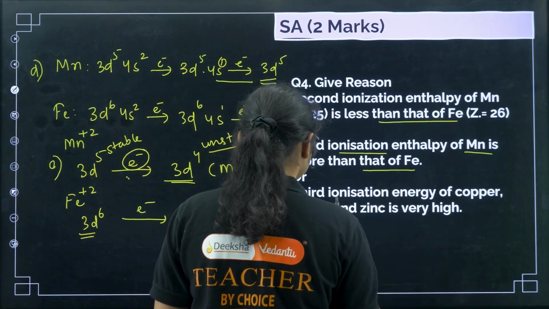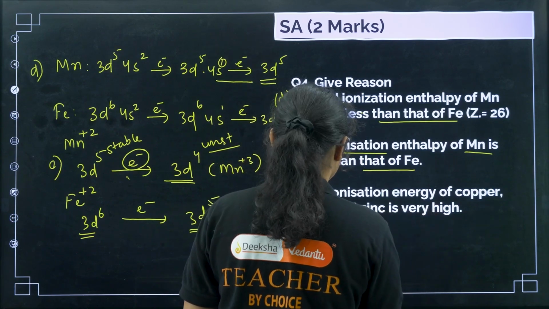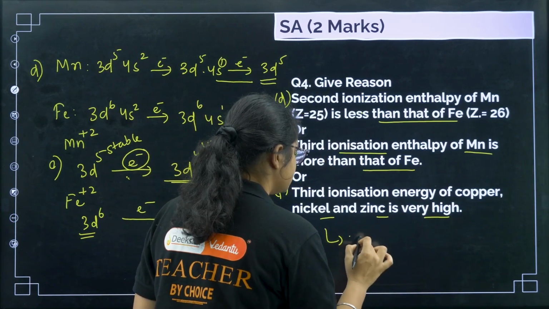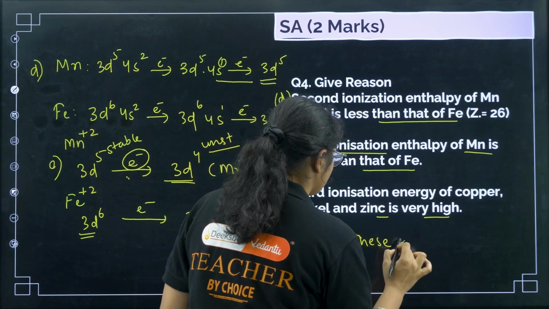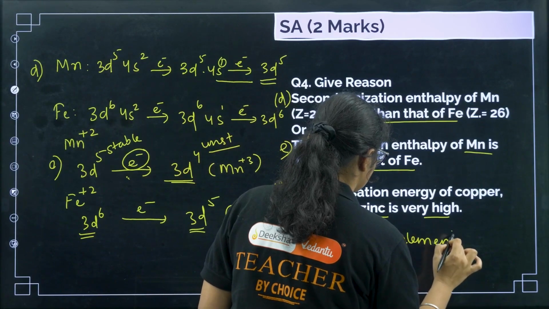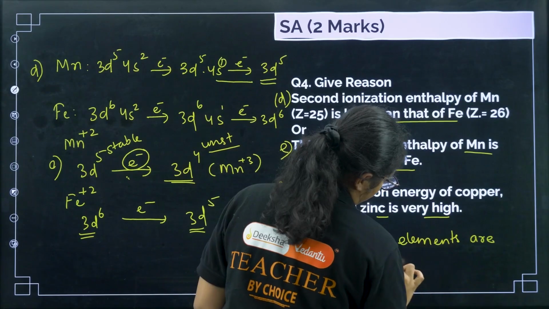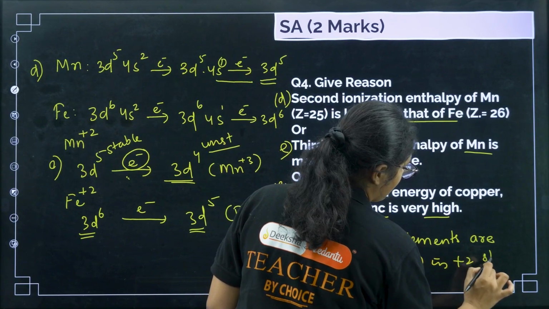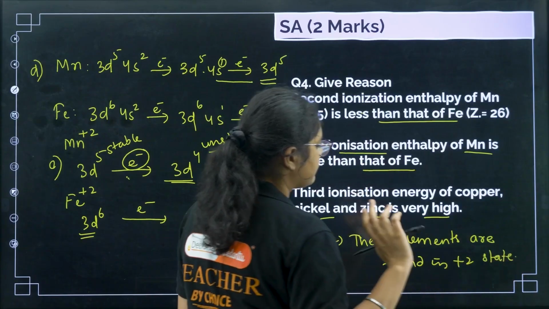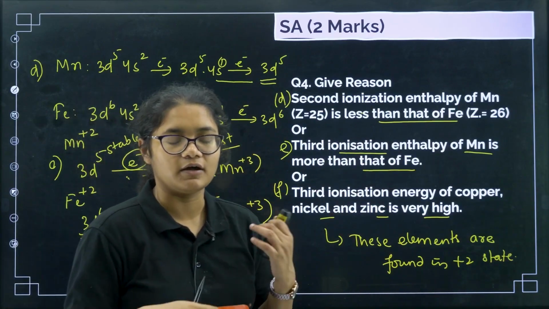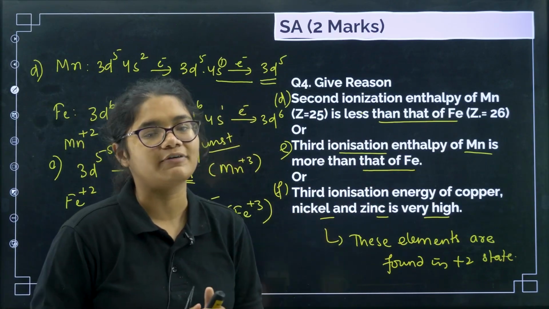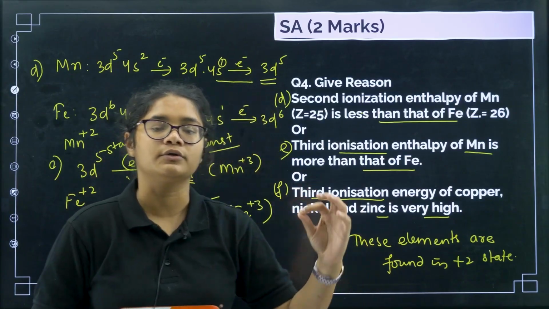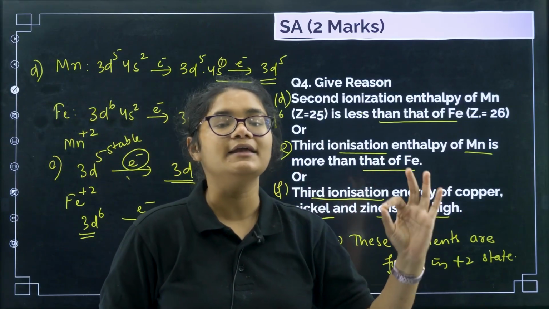Next, third ionization energies of copper, nickel and zinc is very high. That is very simple, because these elements are found in +2 state, or are stable in +2 state. Their +3 state is very, very rare, or it is very difficult to find them in +3 state. So that is why you cannot remove one electron easily. If you want to remove it, you have to provide very high energy.